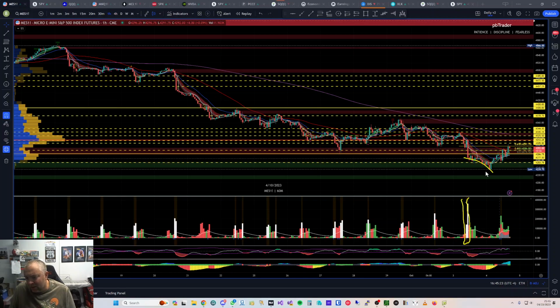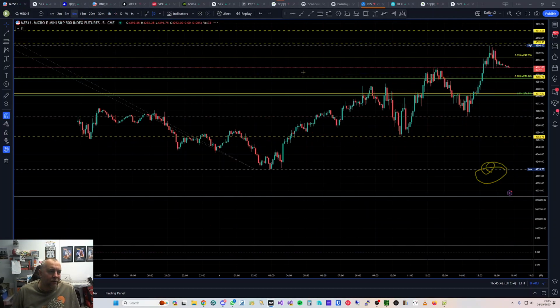We came in, we faked, we poked through and came back up again. Potentially this could be a bottom we're looking at now, but we won't know that until a few weeks' time when we hopefully look back and say, hey, that was the bottom we were looking at. Why didn't we go long? Anyway, back into the 5-minute chart.